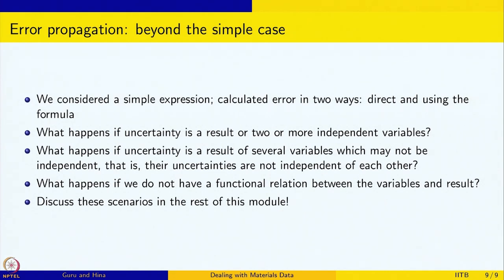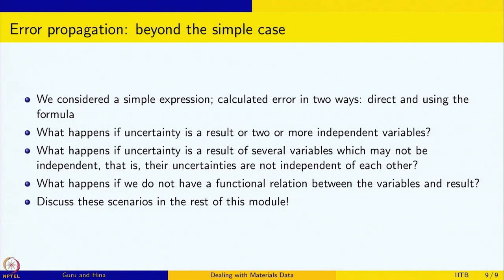But what happens if uncertainty is a result of two or more independent variables? Let us say you have a variable whose value depends on three different variables, and those variables have their own uncertainties. How does the error of this calculated parameter depend on the errors on those independent quantities? And sometimes a quantity f depends on x, y and z, but the uncertainties in x, y and z might not be independent. They might also be related to each other. If there is an interdependence on the uncertainty of these quantities, how does it affect the uncertainty on the quantity that we are trying to calculate, right?